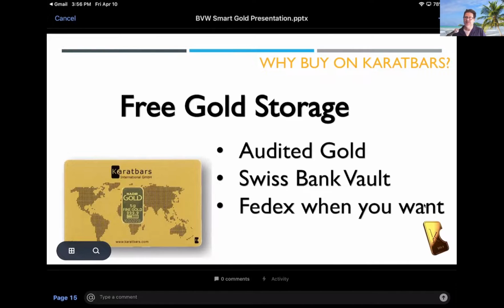So as I said, this company's been around since 2011. It's not like they're trying to swindle a bunch of people. They have a long-standing history with gold, and I love it. If you don't want to have it in the free storage account, you can order it. FedEx will come deliver it to you.